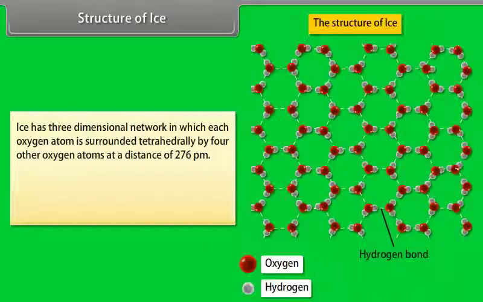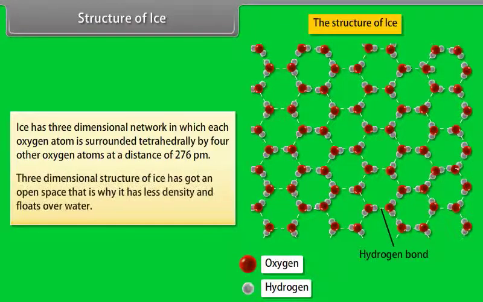Structure of ice. Ice has a three-dimensional network in which each oxygen atom is surrounded tetrahedrally by four other oxygen atoms at a distance of 276 picometer. The three-dimensional structure of ice has an open space, that is why it has less density and floats over water.